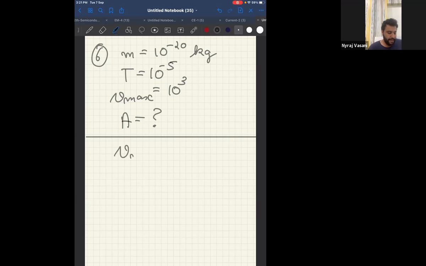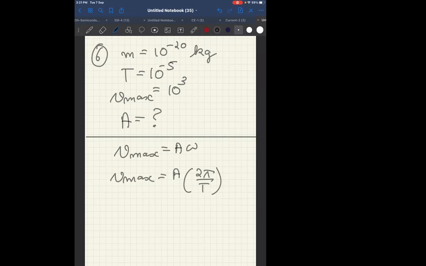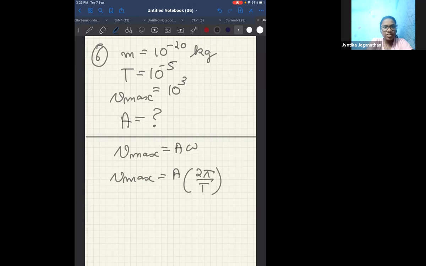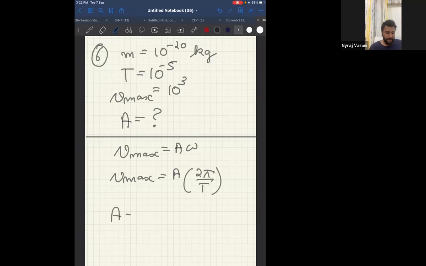Since Vmax is given, can I say Vmax is equal to A omega? Or can I say Vmax is equal to A into omega, where omega is 2 pi by T? Tell me, why did I substitute omega as 2 pi by T and not 2 pi F? Because time is given, frequency is not given. So what do I want? I want amplitude. Can I say amplitude is Vmax into time upon 2 pi?